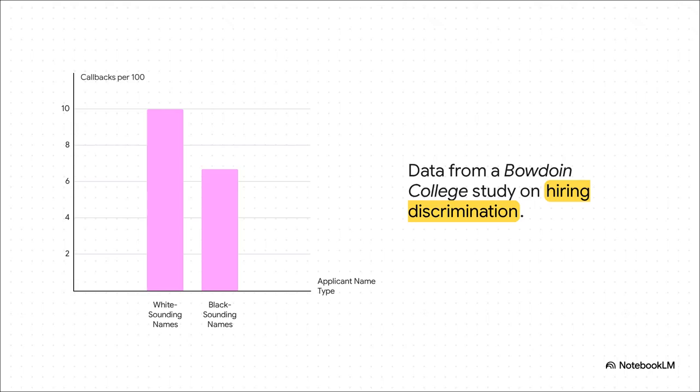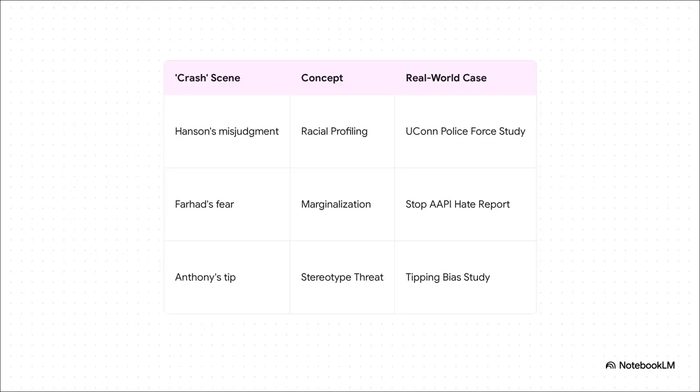Applicants with white-sounding names got way more callbacks than applicants with Black-sounding names. It's the same thing. Just like Daniel is judged before he even picks up a tool, a person's name alone can literally be a wall blocking them from an opportunity. And you can just go down the list. Almost every major moment in this film has a direct parallel in real-world data.